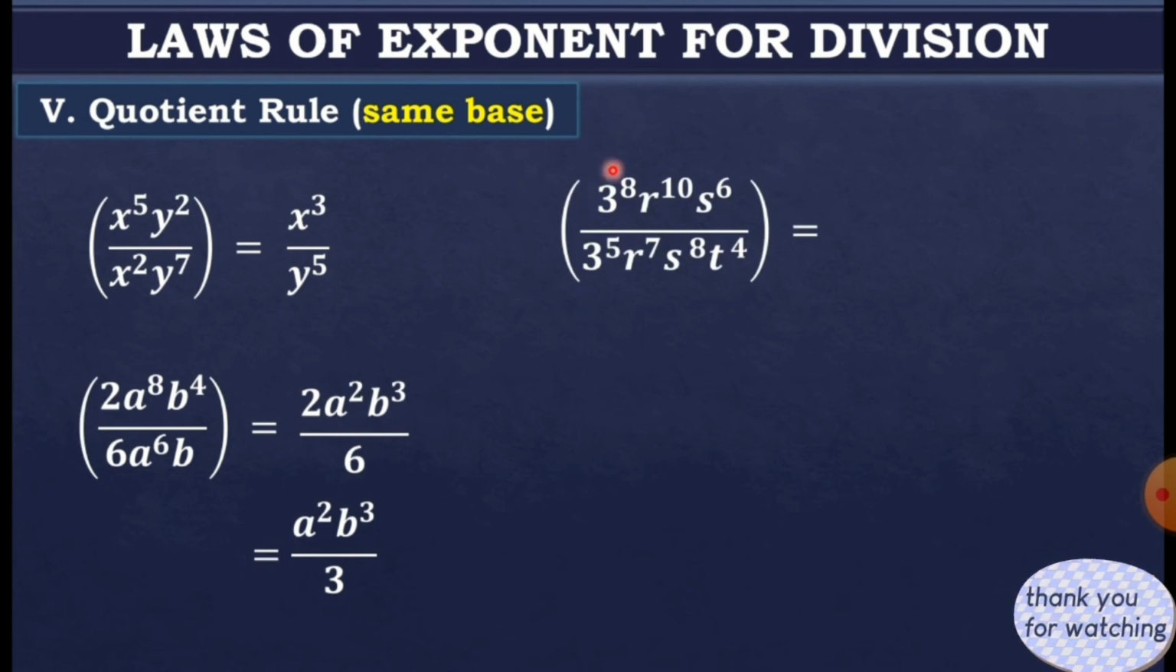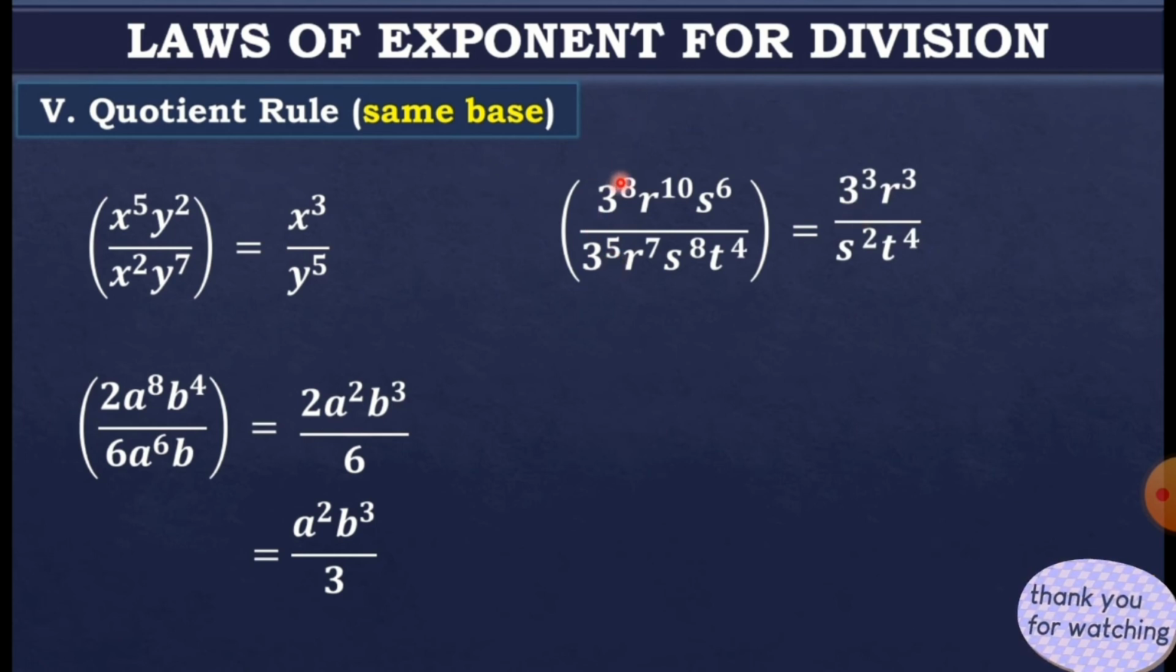Next example, you can see we have common base, yung 3. Then r, s, yung t, isa lang sa denominator. So sa 3, merong 8 at 5. So you simply subtract. And then si r, subtract, 10 minus 7. Then si s, 8 minus 6. And then for t, just simply copy. Okay, so just simply subtract the exponent.